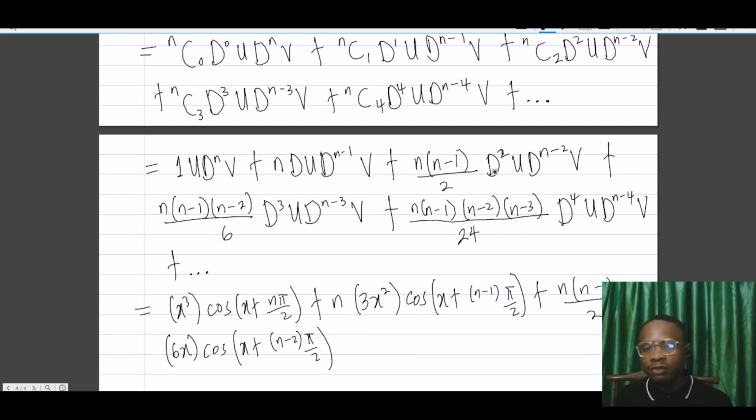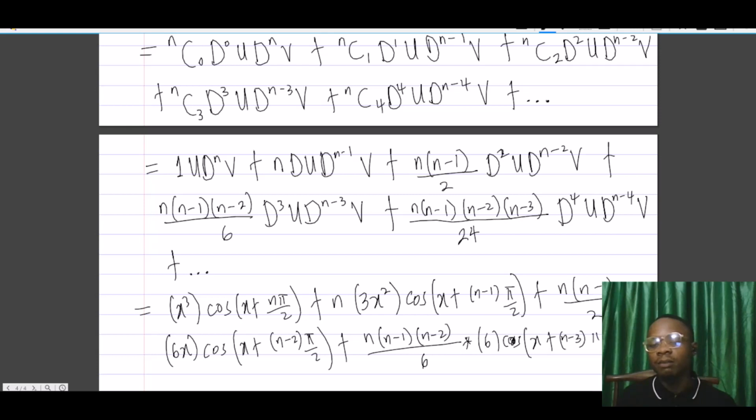Then what do we have left? I mean, we've gotten up to this. Then the third one is plus n into n minus 1 into n minus 2 divided by 6. Then the third derivative of u, as the derivative of 6x, so that is 6. So this will be multiplying 6, then multiply by the n minus 3 derivative of v. That will be cos of, if we just replace n by n minus 3 in that expression, cos of x plus n minus 3 multiplied by pi over 2. So we close the bracket.